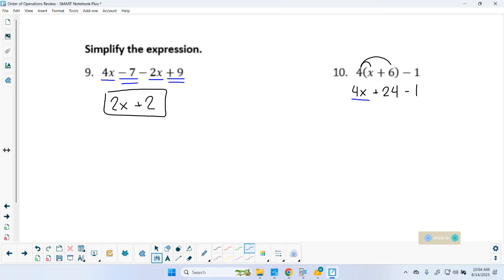The only x value we have is 4x, so we'll leave it as 4x. And then we have 24 minus 1 for a plus, there we go, plus 23. And this right here is going to be our final answer.